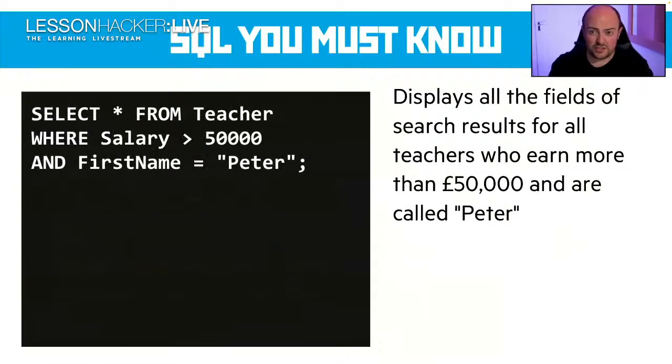So then you also need to be able to search for things. The way we search for things is with the select query. Select star or asterisk from teacher means show me everything, every field from the teacher table. Then you can customize it, where the salary is greater than 50,000 and the first name is Peter. So we can join things together with ands and ors, and we can use greater than and less than and equal to get all those comparisons going. You've probably written these before. You'll be asked to write individual searches.